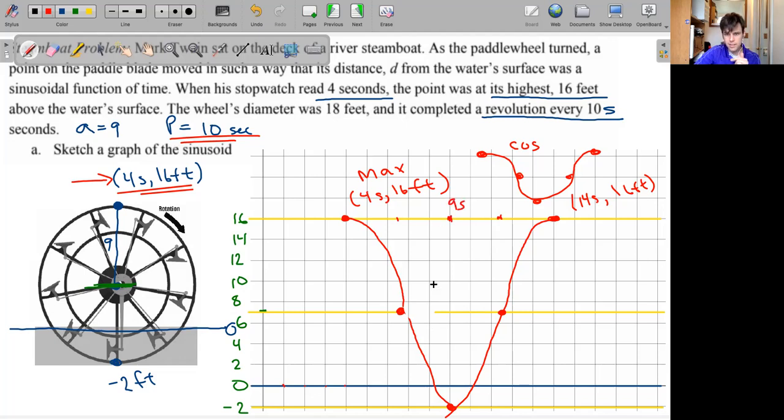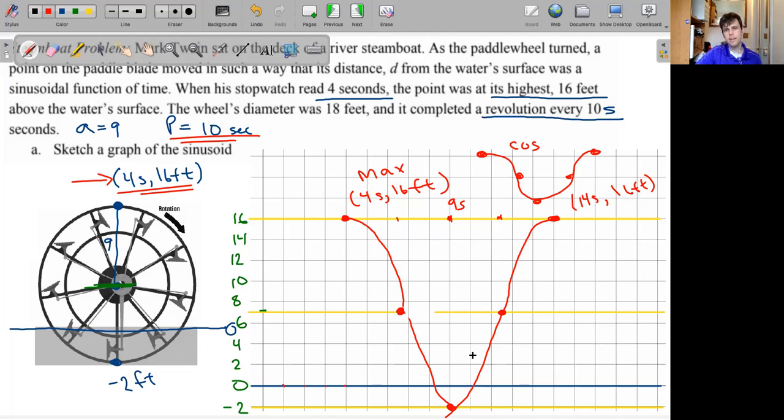This is 9 seconds. And as we're following, it's down at the minimum, it's down below the water now. It's at the very bottom of the wheel down here, 2 feet below the water. And then it's on its way back up. It hits that midline again at 11 seconds, or 7 feet rather, and then it goes up to the peak again. Full revolution, full cycle there.